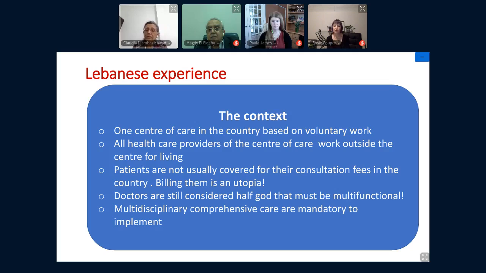Patients are not usually covered for their consultation fee in the country. So to bill them is very difficult when they don't have money, and people with rare bleeding disorders are in trouble. Doctors are still considered like half gods and must be multifunctional. Patients don't understand that they have to see other doctors. You must resolve everything. And multidisciplinary comprehensive care is really mandatory to implement.